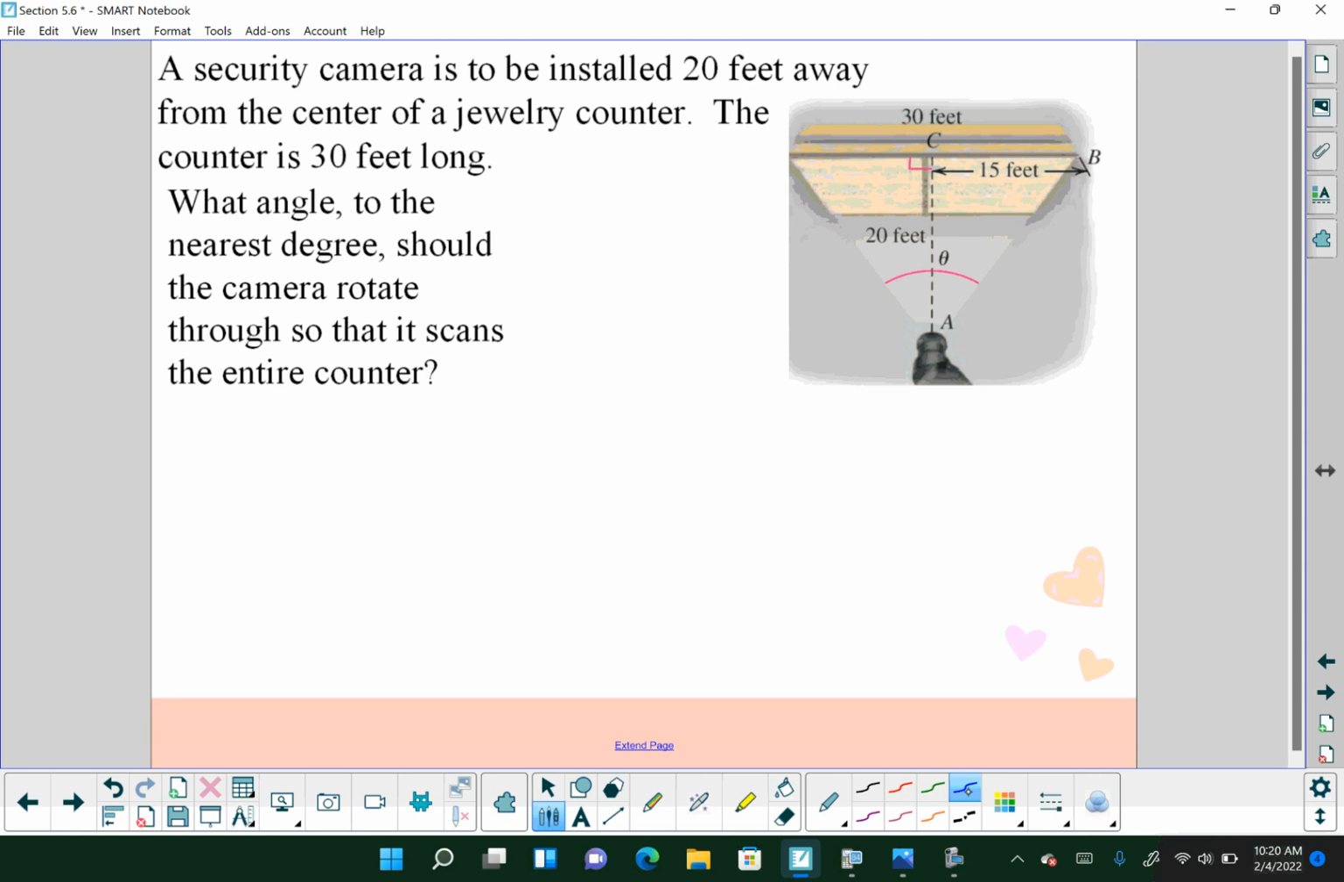So they drew a picture here for you. We've got a counter that's 30 feet long. The camera is right in the middle. So we're assuming because it's in the middle, our counter is split into two equal pieces, 15 and 15. And because that line is perpendicular, we're going to make a right angle. So we actually have two right triangles that are exactly the same here. So I'm just going to redraw the one that you see on the right side. We've got our right angle. We know this side is 15, and we know the camera, here's the camera down here, is 20 feet away.